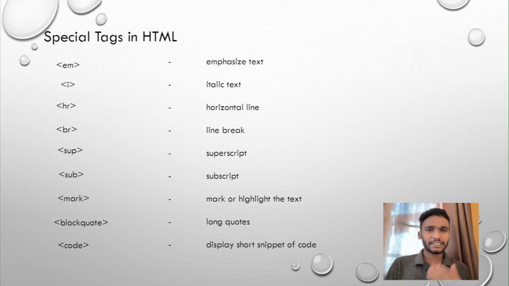And coming to the next tag, there is mark tag. Mark tag is used to highlight the text, where we have to highlight some of the text, like if we have any font that is important, we need to highlight that. For that place we use mark tag.